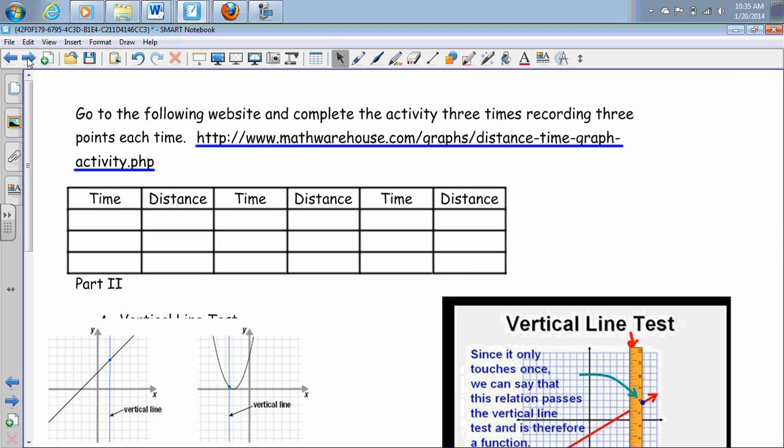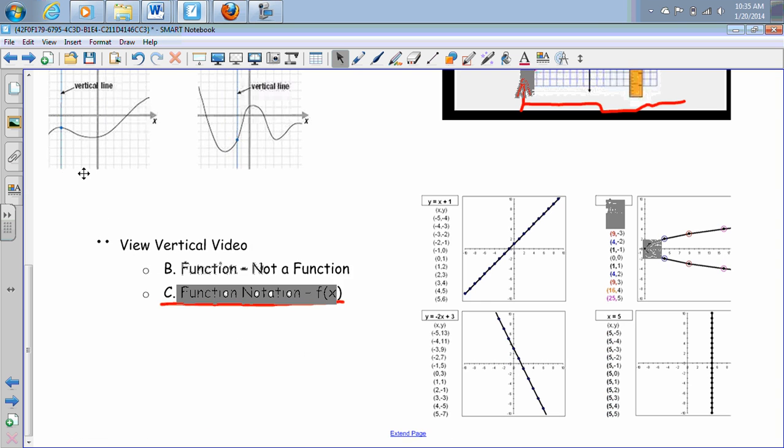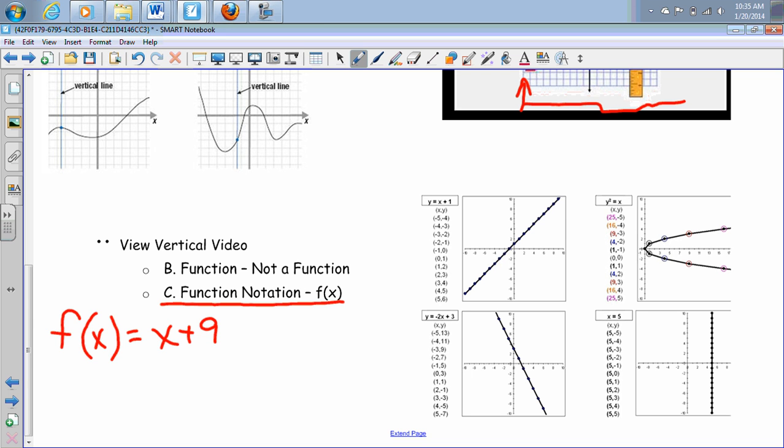Okay, so back to function notation, or f of x. You're going to see, as in example 2 and example 3, you're going to have things written like this: f of x equals x plus 9. It used to be written just y equals x plus 9. But now we're using f of x because it's a function. Okay? So function notation. So all that means is I'm going to start making a table here. X and f of x.